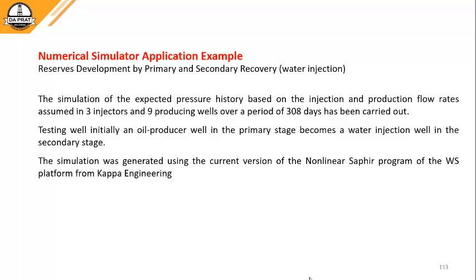And the testing well, initially an oil producer well in the primary stage, becomes a water injection well in the secondary stage, which is normal, it happens. Just a comment, the simulation was generated using the current version of the nonlinear Sapphire program of the workstation platform from Kappa Engineering.